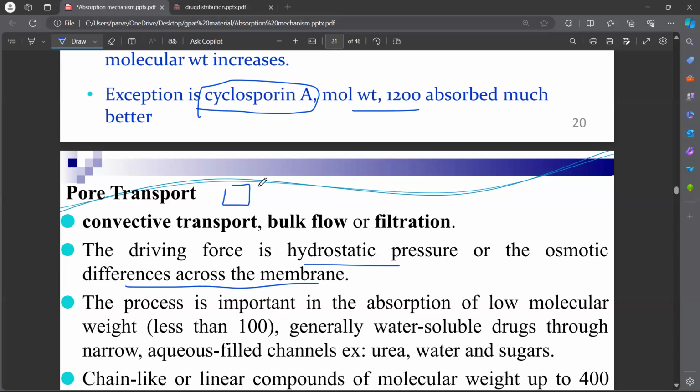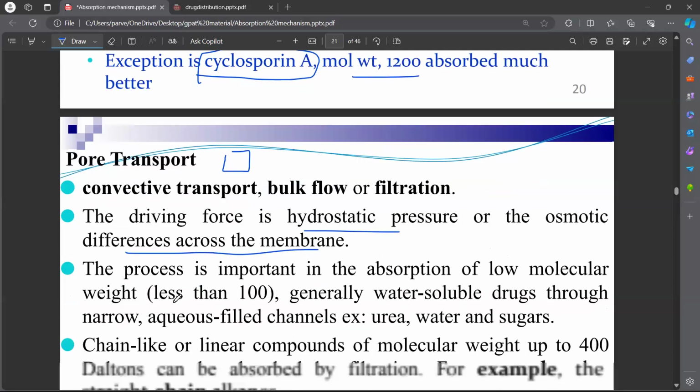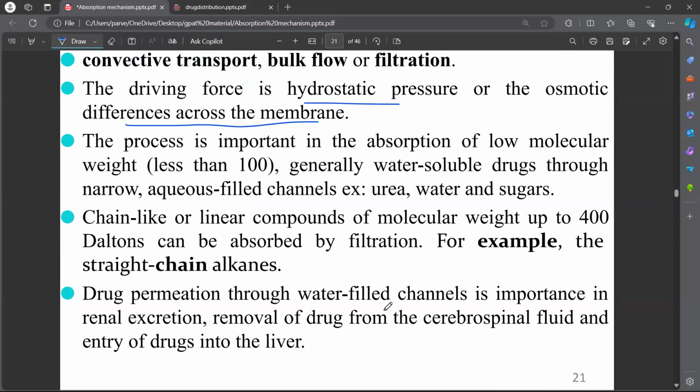Come on, guys, I think you have to revise. It is basically between 4 to 10 angstroms. So drug permeation through the water-filled channels is important for the removal of the drug from the cerebrospinal fluid.